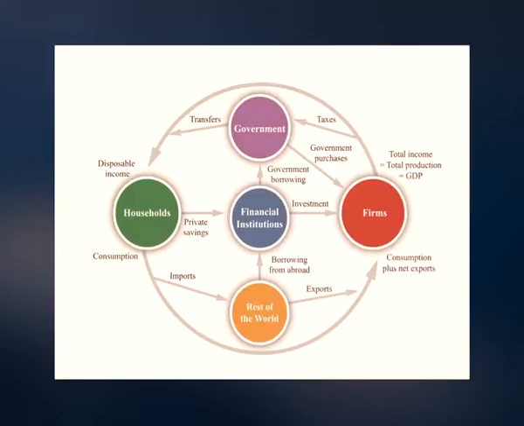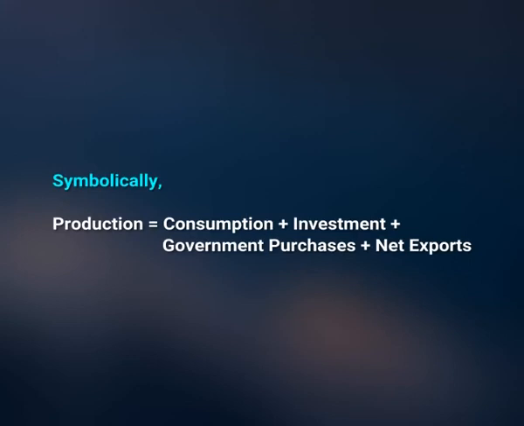The circular flow of income describes the flows of money among the different sectors of an economy. This representation includes five main sectors: the households, firms, government, the financial sector and the rest of the world. Production is the result of consumption, investment, government purchases and net exports. Symbolically, production is equal to consumption plus investment plus government purchases plus net exports.